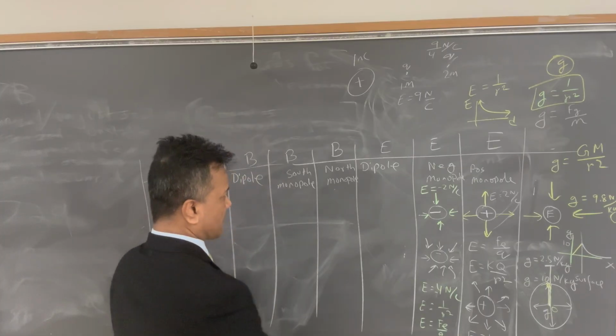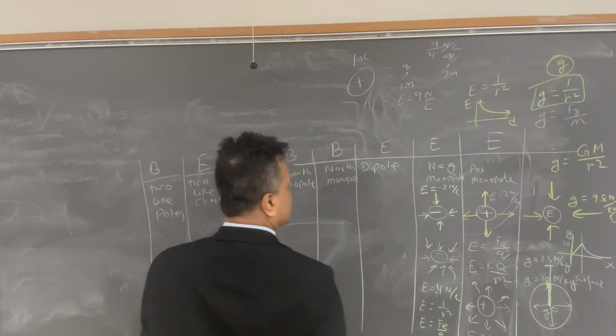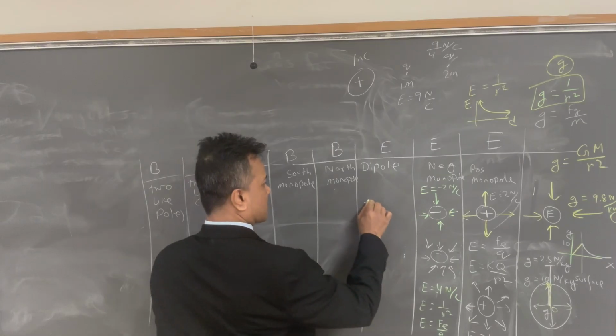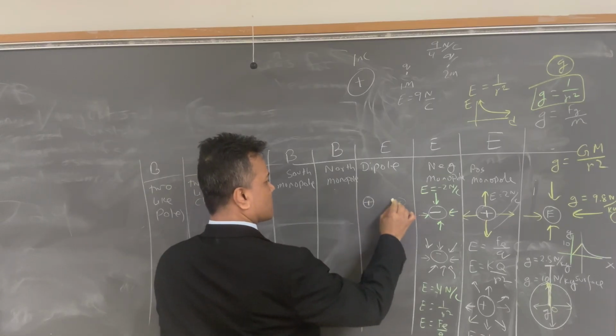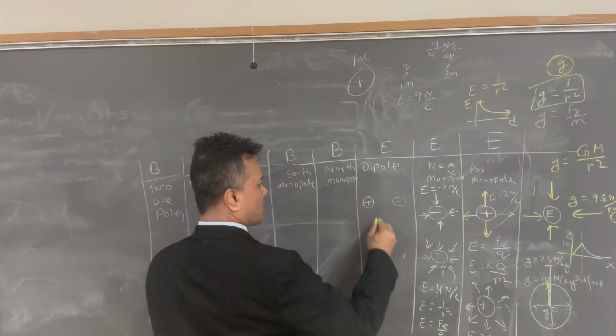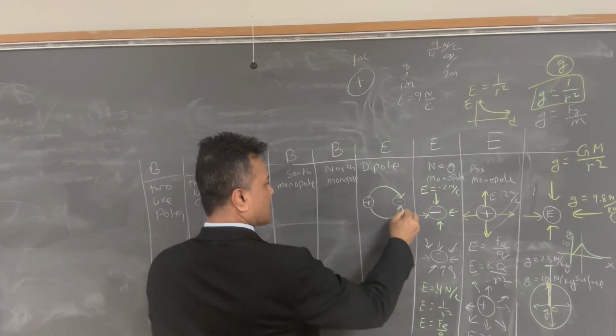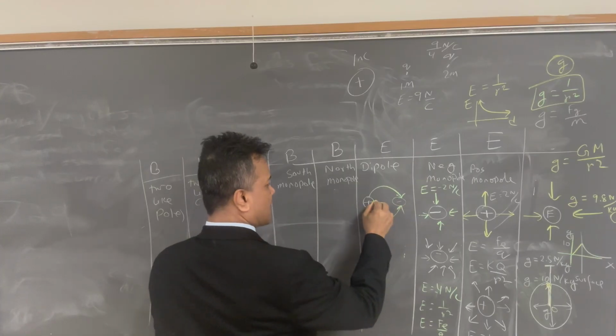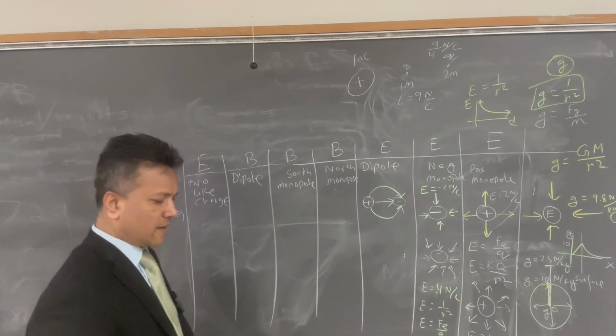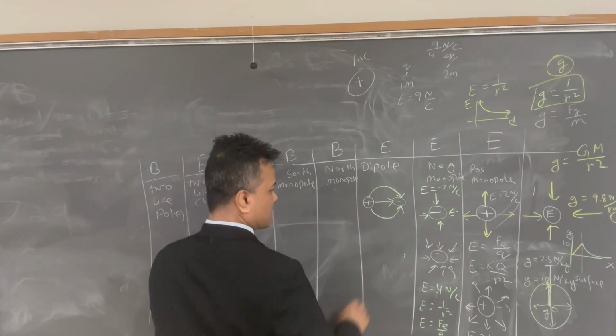Okay, now dipole, what does that mean? If you have positive over here, you have negative over here. The field goes from, this is source, and this is sink. The field starts at positive, goes to the negative. Okay, so how do we draw this one?